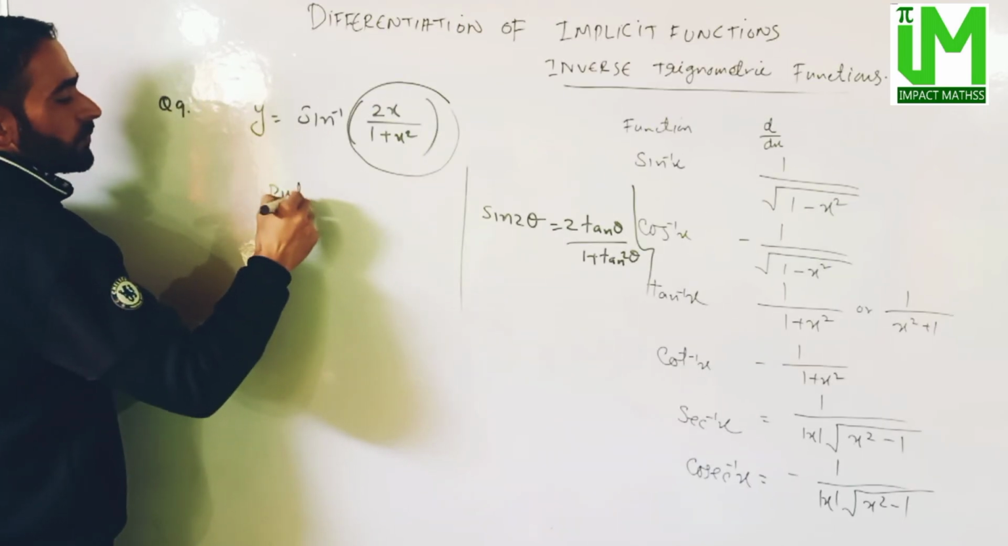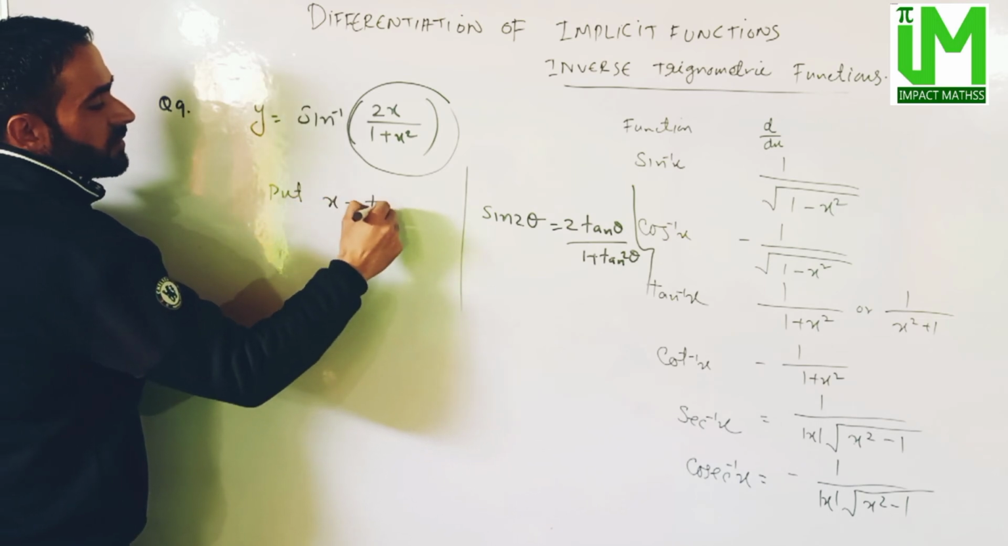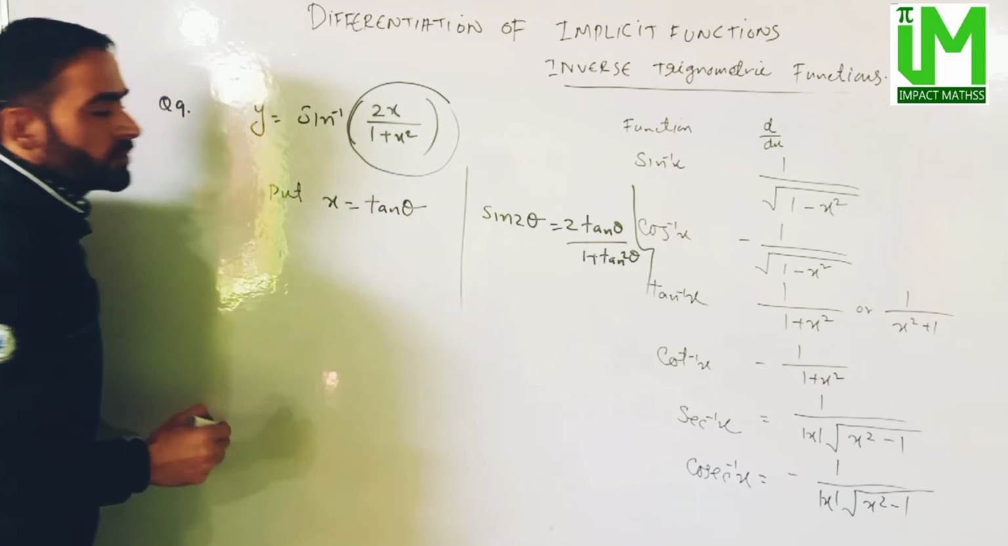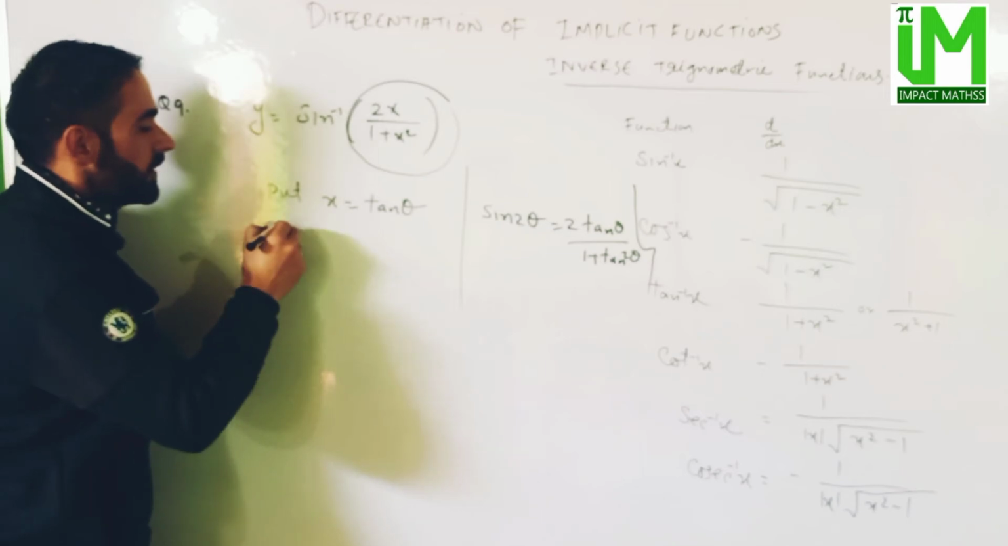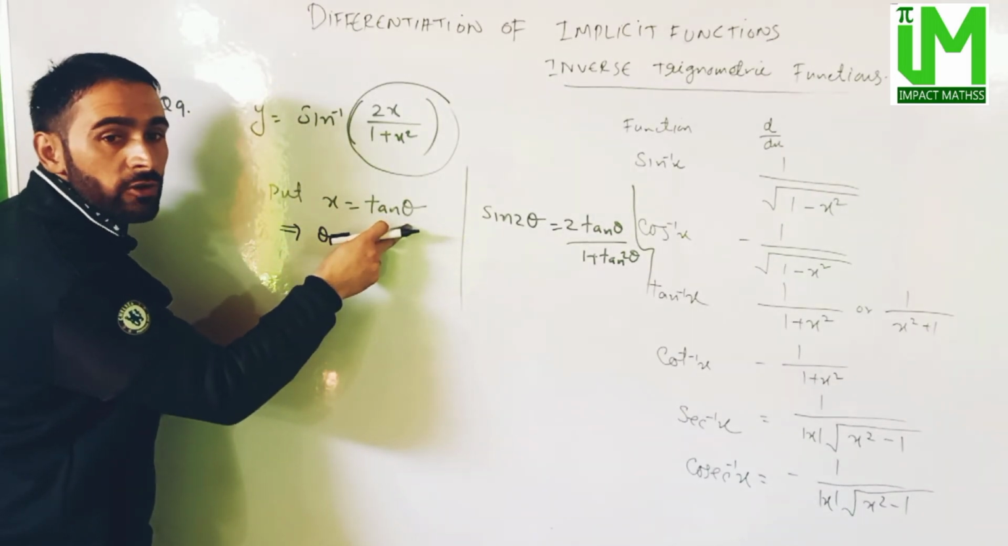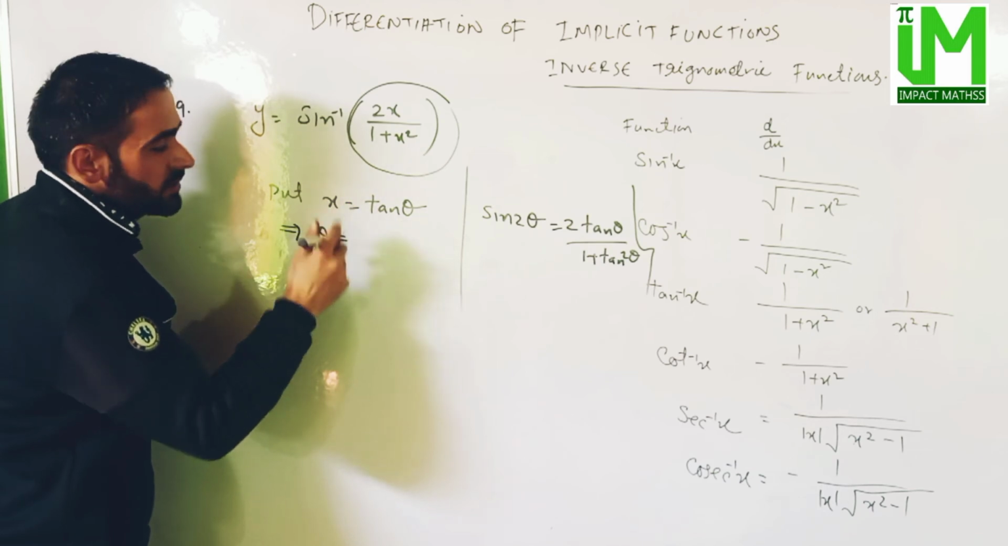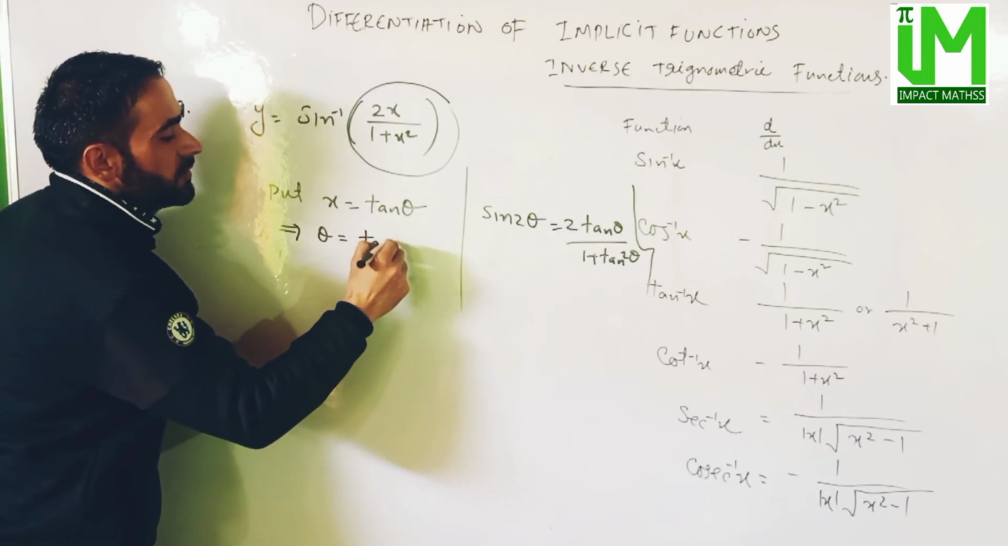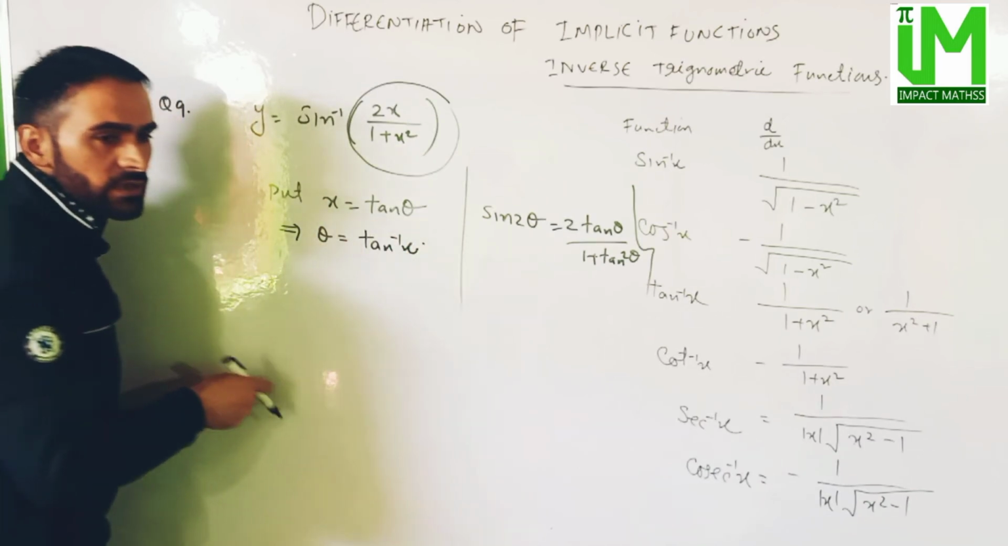So we'll put x is equal to tan theta. What will be the value of theta then? X is equal to tan theta, so the value of theta is tan inverse x.